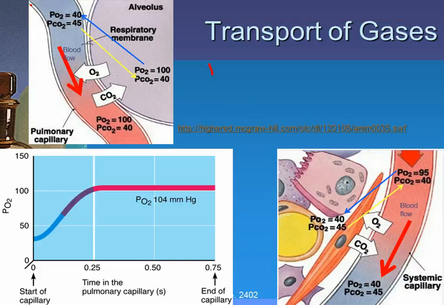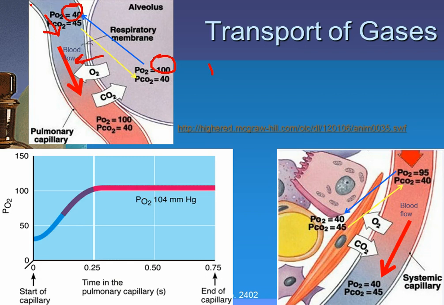So, venous blood coming down this way. And obviously it's going to pick up oxygen. Now, look at the blue arrow. Notice your PO2 there in the alveolus. It's high. It's because you just inhaled it. And your PO2 over here in the venous blood is lower. And oxygen diffuses from high PO2 to low across the respiratory membrane.